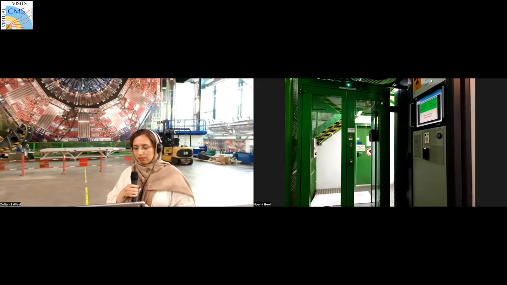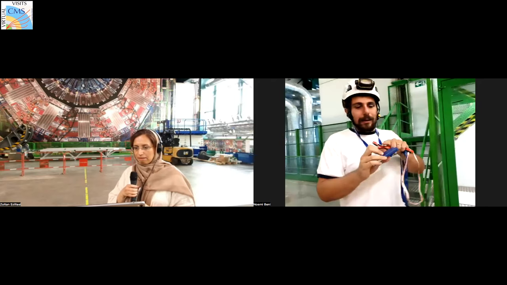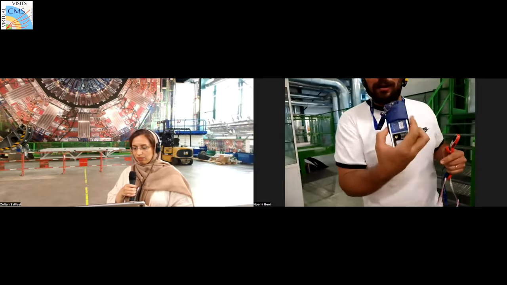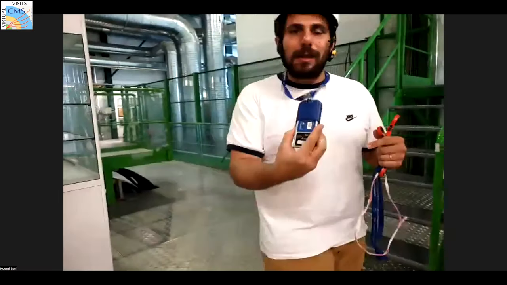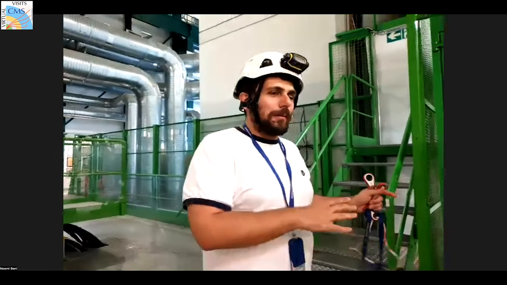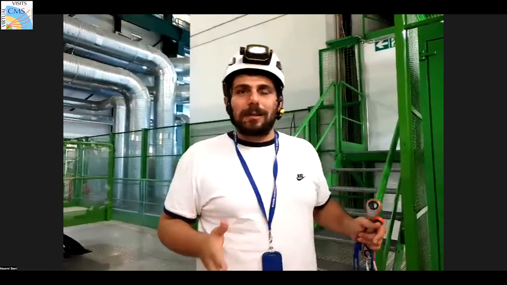It's a biometric check that I have my retina information in the chip in my dosimeter, to match that it's me accessing the restricted areas. So this elevator will bring us to the service cavern of CMS.